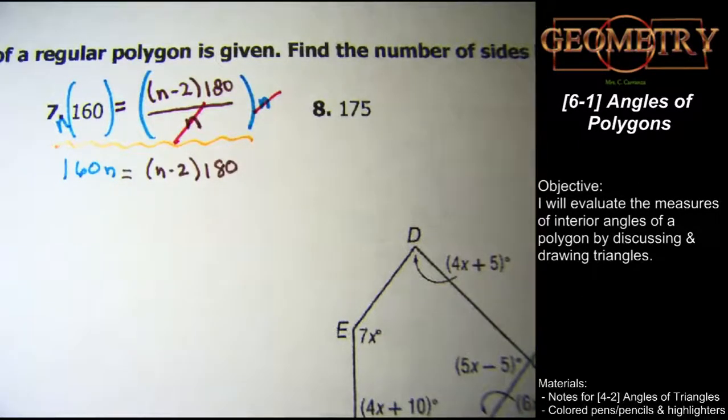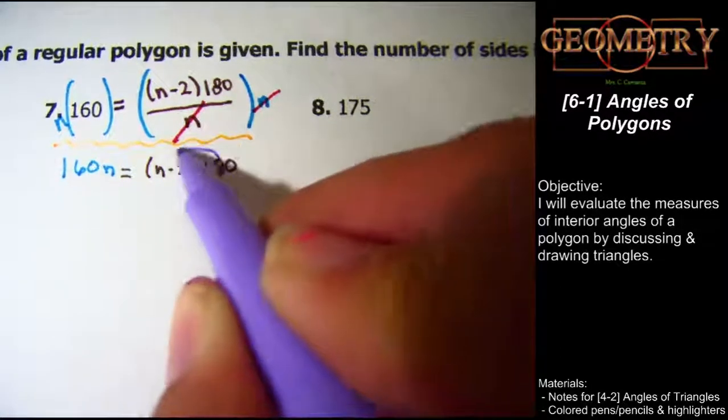Again, as I look at this, I want to distribute. I could divide by 180, but if I divide by 180, 160 divided by 180 is not a whole number, and so that's going to make things weird. So I don't want to do that. I don't want more fractions. I'm going to go ahead and distribute.